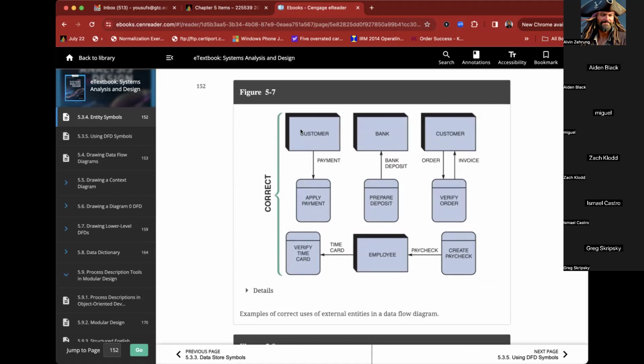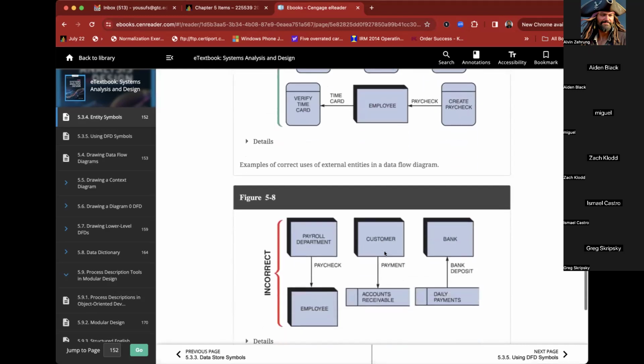Here are some examples of valid external entity usages. Number one, an external entity calling a process to send information in. Another good example, an external entity receiving information out of the process. Another good example is an external entity sending information into the process and receiving something back. Another good one is an entity asking one process to give me the data and then using that data to feed another process.